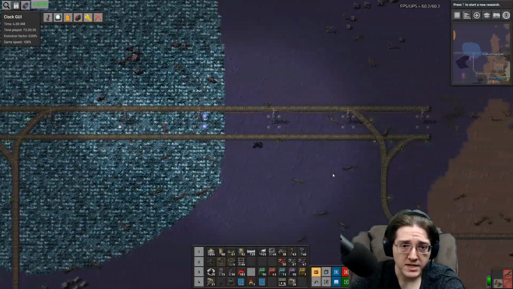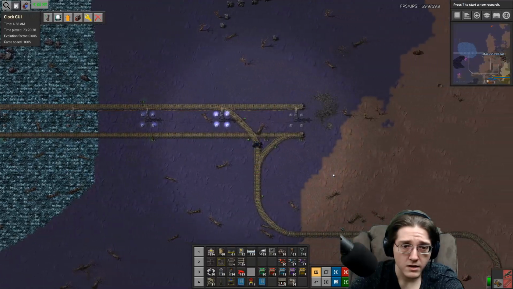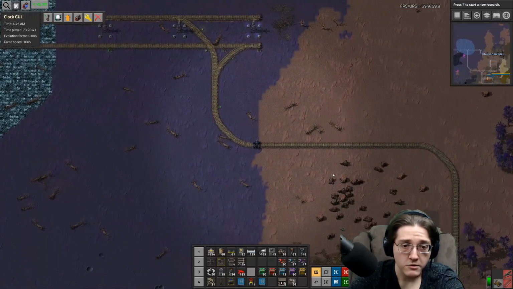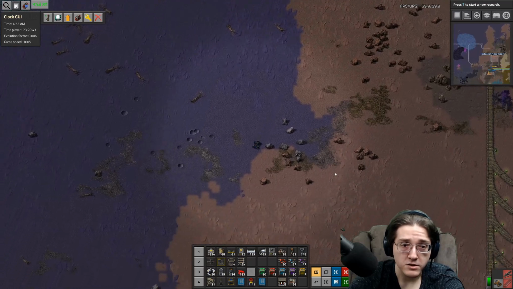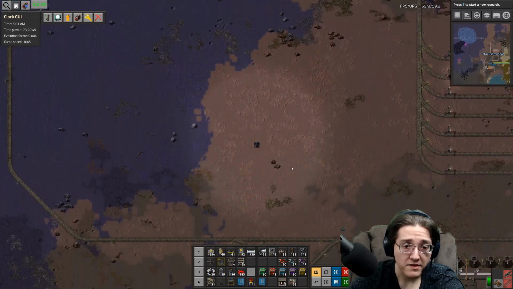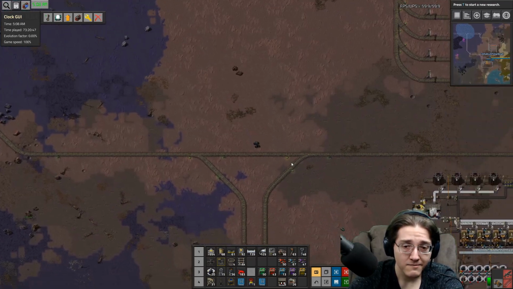Let's get these lamps in real quick. Now the unloader will unload very fast, so I'm sure the train is already no pathing on me.